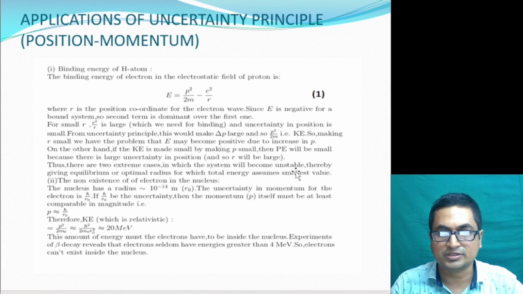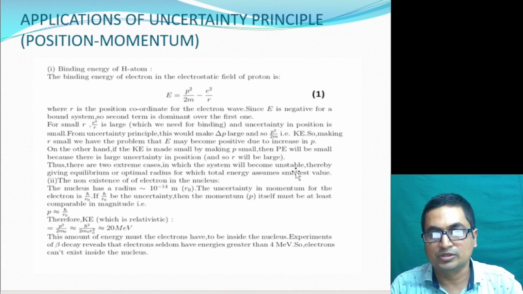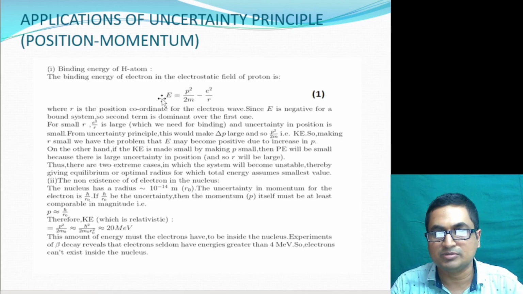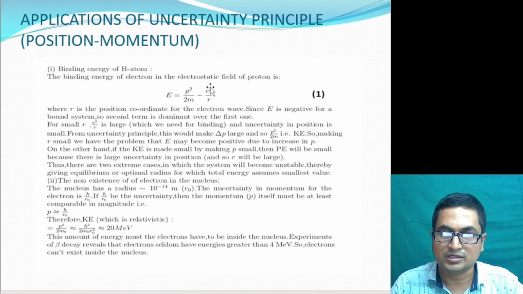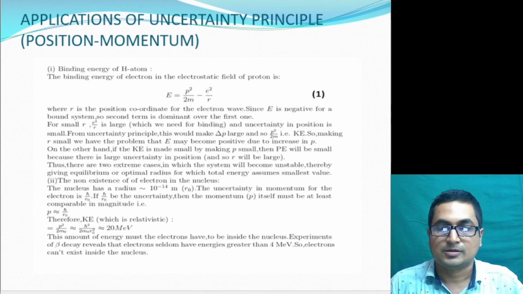So we are within some extreme cases, which will lead to the system being unstable. So there must be some particular value of R where that E maintains the stability condition in terms of equation 1. So let's talk about the second application of it, that is the non-existence of electron within the nucleus.